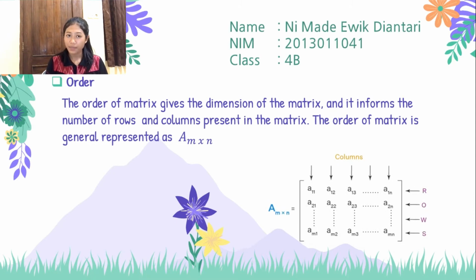Here we have a given matrix A, m by n. Okay, in the above matrix, we can observe m number of rows and n number of columns. The first number in the order of a matrix always represents the number of rows, and the second number in the order of a matrix always represents the number of columns in the matrix.